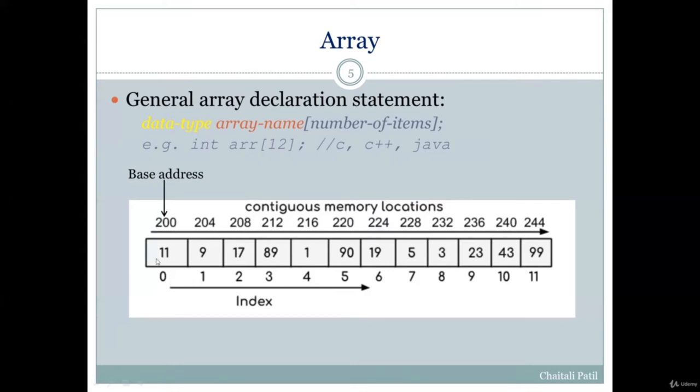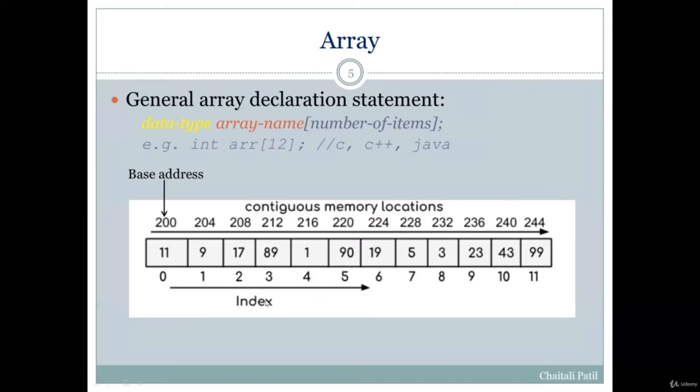We have seen that an array is accessed by using the index position or index location. Array is a pair of index and a value. So 0, 1, 2 up to 11 is the array index. It is also called a subscript. In many languages, the array index starts with 0. That's why, even though we have declared 12 elements for the array, the array index will start from 0 and go up to 11.